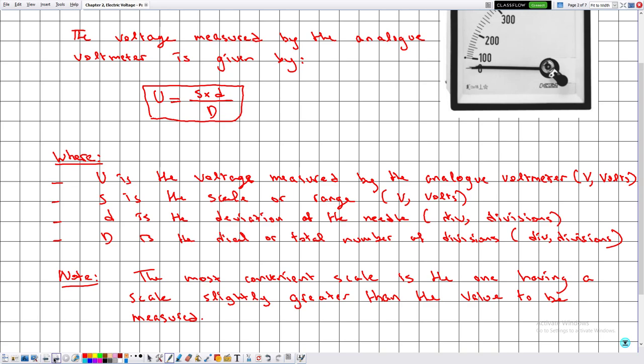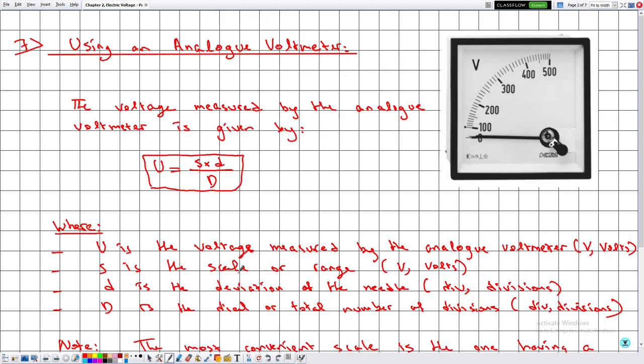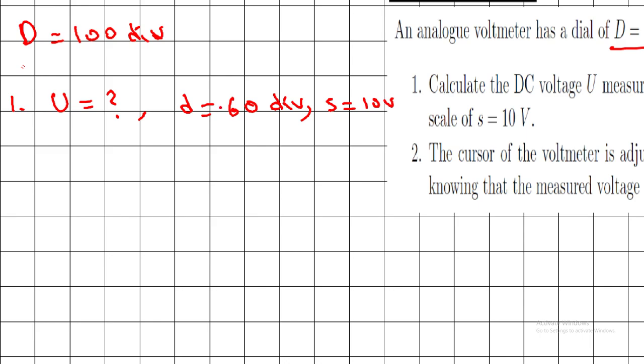And let's consider the following exercise as a direct application of what we have explained. In exercise number 7, they are telling me an analog voltmeter has a DL, capital D, equal to 100 divisions. In number 1, they are telling me to calculate the DC voltage U measured by the voltmeter, so we are interested in determining U. Here we are dealing with an analog voltmeter, knowing that the needle deviates d equal to 60 divisions under a scale of S equal to 10 volts. Okay, so we are interested in determining U, knowing that when we set the scale to 10 volts, the needle deviates 60 divisions.